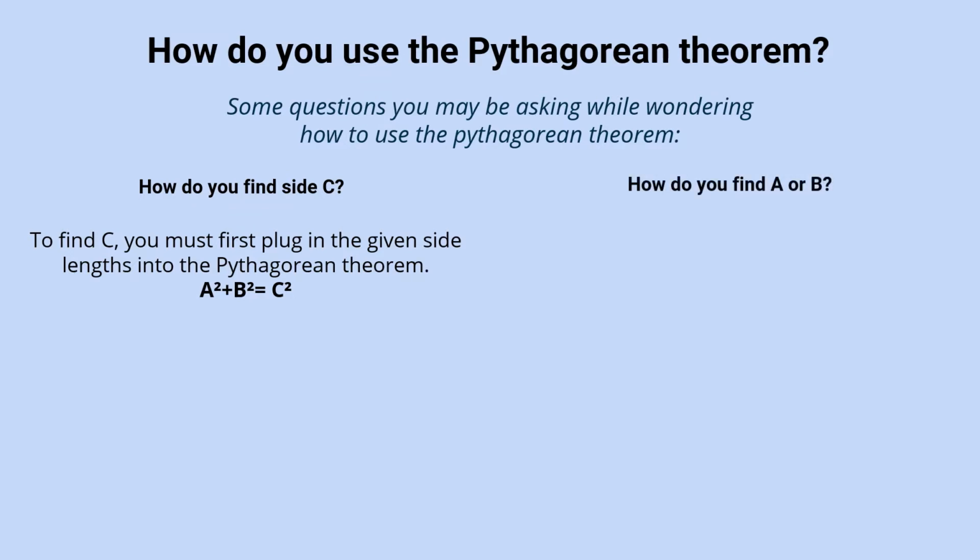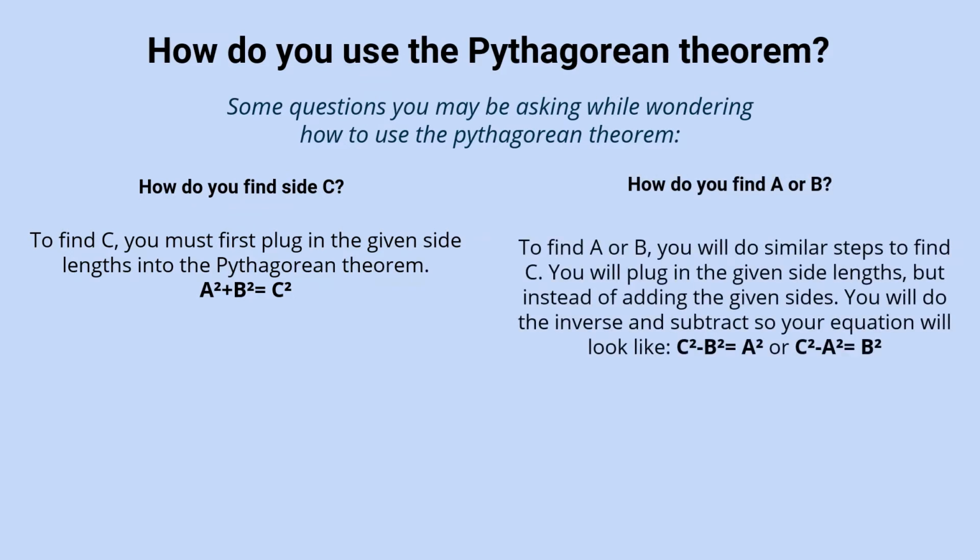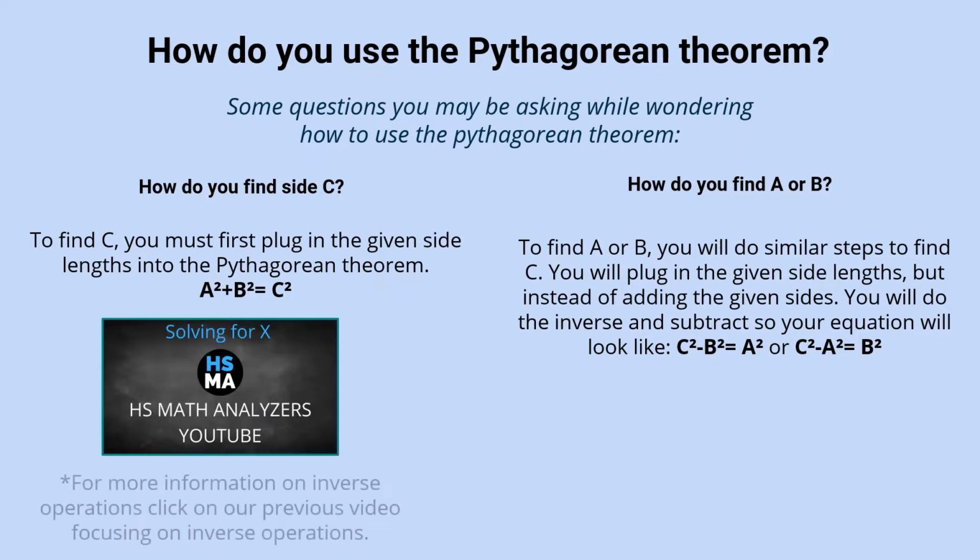How do you find a or b? To find a or b, you will do similar steps to find c. You will plug in the given side lengths, but instead of adding the given sides, you will do the inverse and subtract. So the equation will look like c squared minus b squared equals a squared, or c squared minus a squared equals b squared. For more information on inverse operations, click on our previous video focusing on inverse operations.